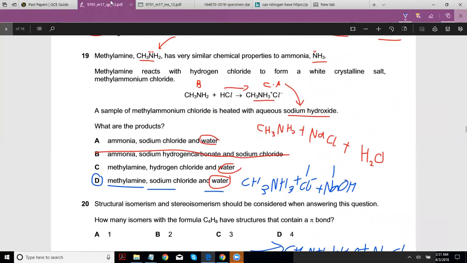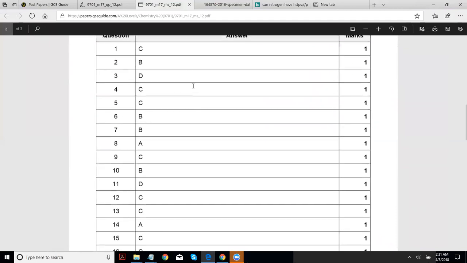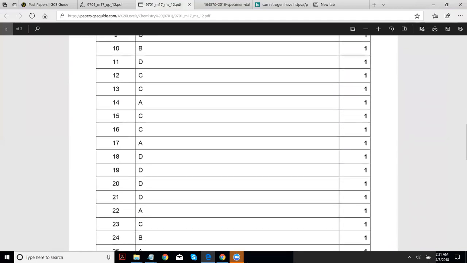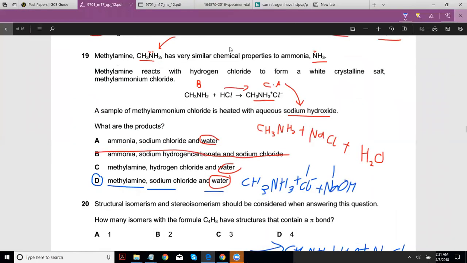Let's quickly check our answers though. 10 to 19 check करते हैं. So 10B, 11D, 12C, 13C, 14A, 15C, 16C, 17A, 18D and 19D, and that's it. And हमारे essentially we're good. We didn't mess up. So all of them are correct. So yeah, and we'll just continue from the next one.